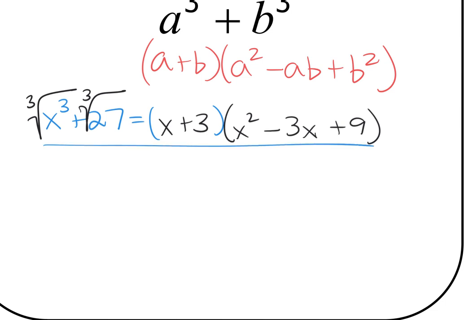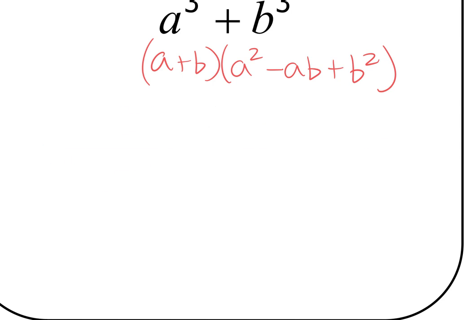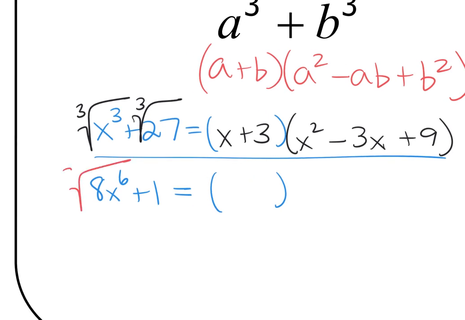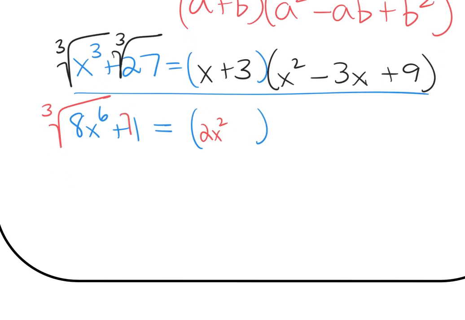So our next one, let's try to do 8x to the 6th plus 1. Okay, to get that first binomial, I've got to take the cubed root of 8x to the 6th. Cubed root of 8 is 2. Cubed root of x to the 6th is x squared. You're doing 6 divided by 3. It's kind of weird. What's the cubed root of 1? 1. And that should be a plus.